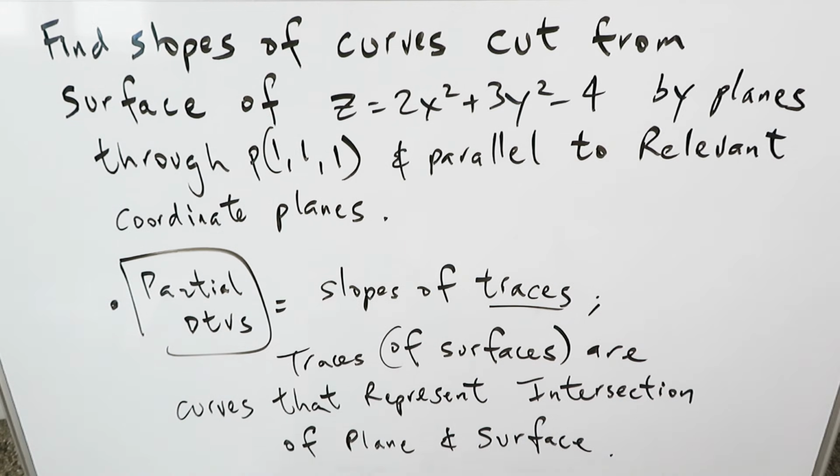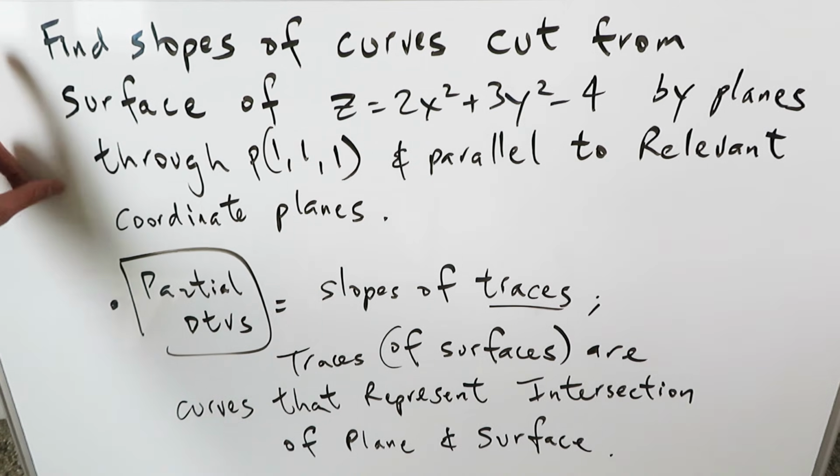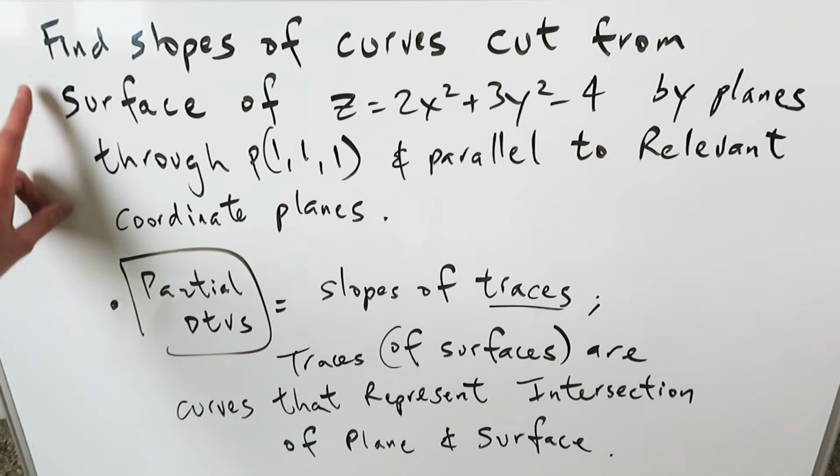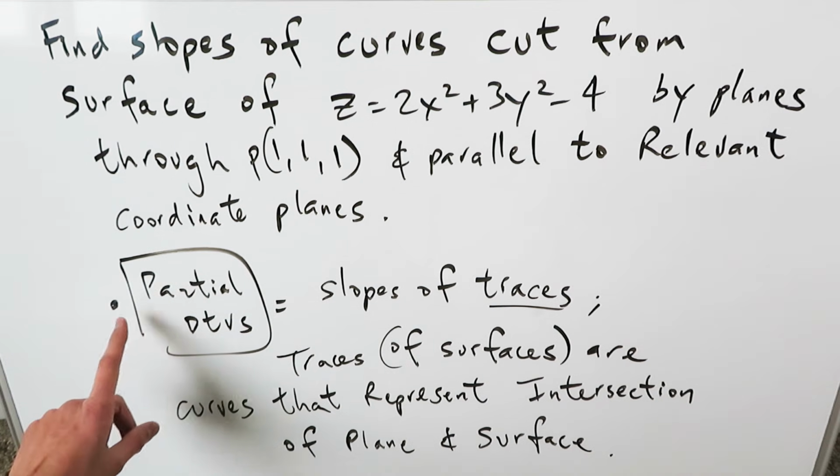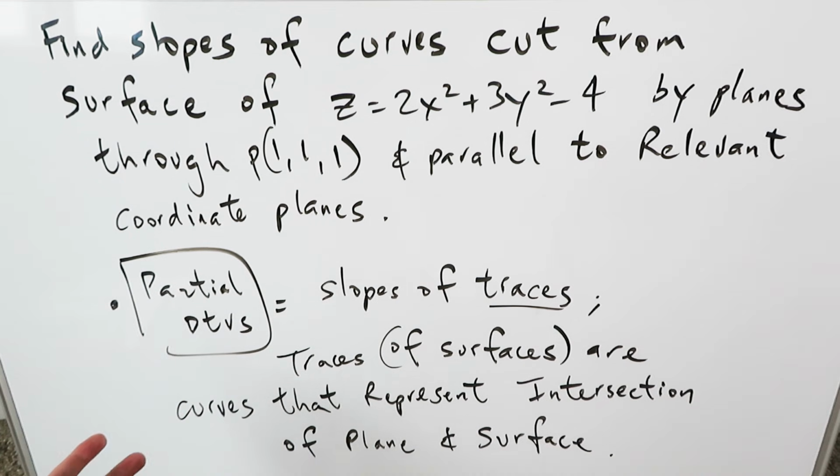What are these? These are traces of surfaces, which are curves that represent the intersection of a plane and a surface. But everything here is always tangential. You have to keep that in mind. I'll be showing you, as we work back and forth between the computer and this question, what all of this represents in terms of graphs.